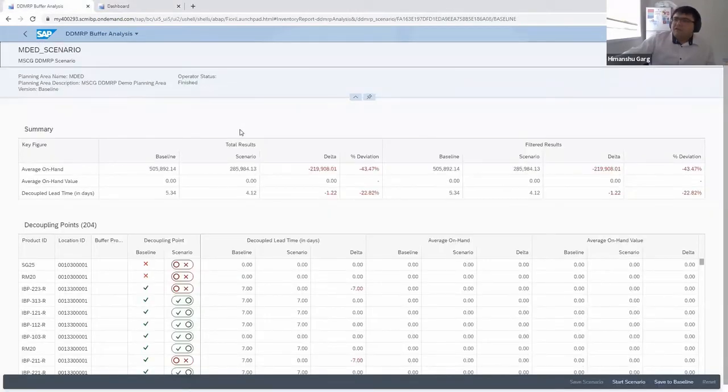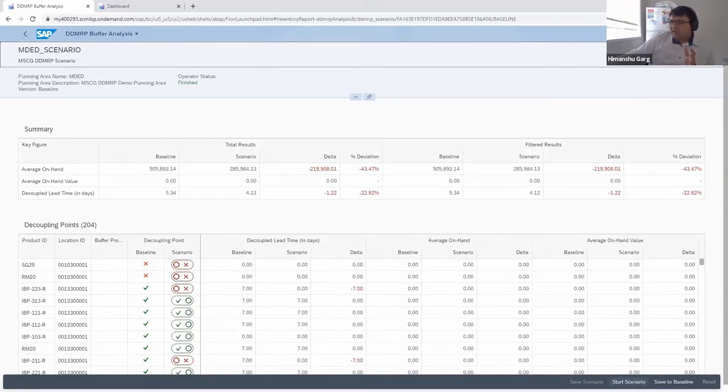In SAP IBP web UI, we have an app for DDMRP buffer analysis. So in this app, basically we can create a scenario and we can compare the decoupling points for this scenario with respect to the base version. And then we can take a decision in this screen whether we want to keep a particular product location combination as a decoupling point or not. So here you see these toggle buttons.